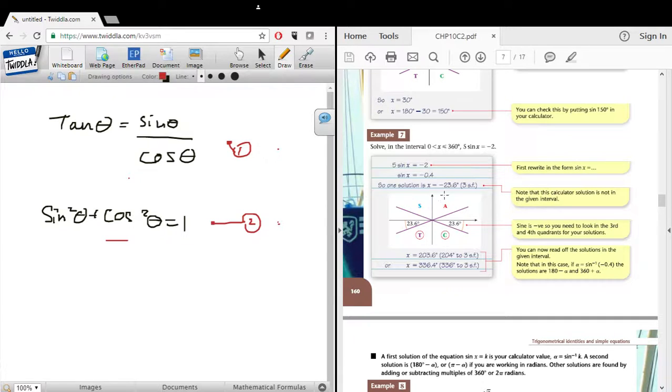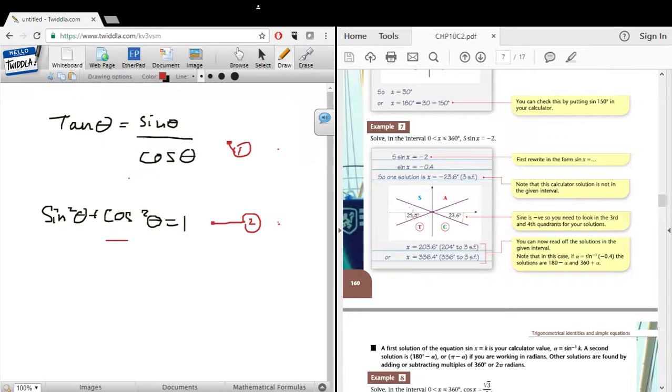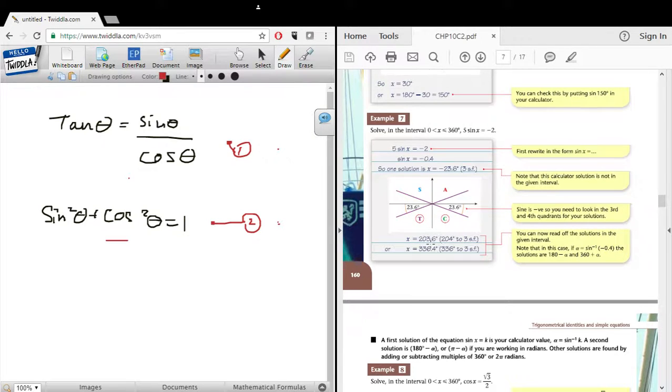We also know that sine is going to be positive in the second quadrant, but here, because of the fact that we have the negative, we can see that the value is going to end up in the third quadrant. Okay, and then you can see that we have here the 203.6 value, or to 3 significant figures, 204, or x is going to be 336.4 degrees, or taken to 3 significant values, I have 336.